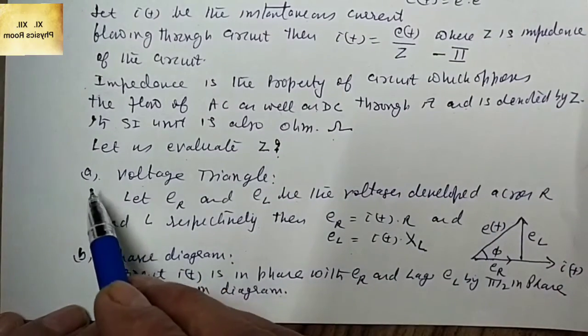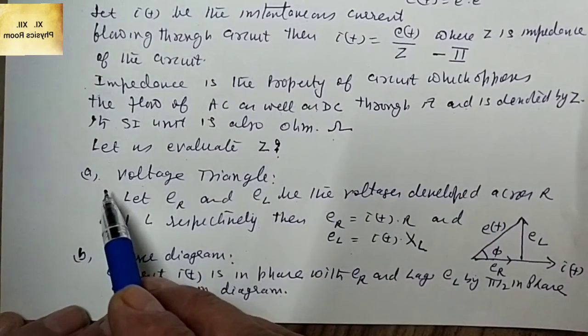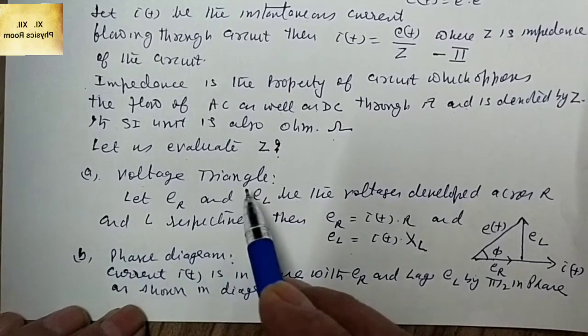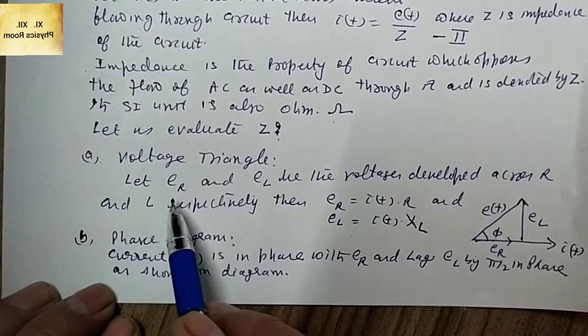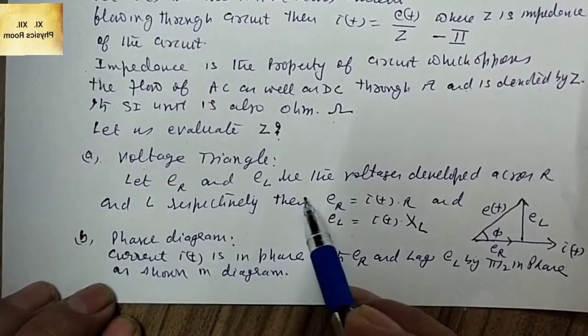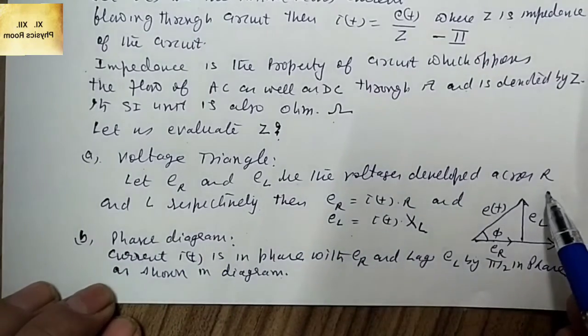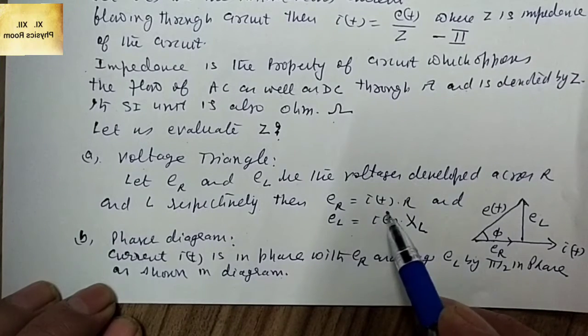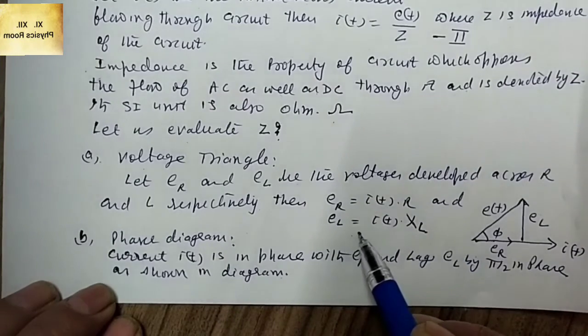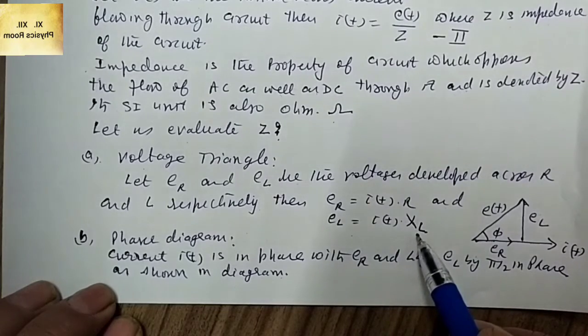Now first we form the voltage triangle. A part, voltage triangle. Let E_R and E_L be the voltages developed across R and L respectively. Then E_R will be equal to I(t) into R and E_L will be equal to I(t) into X_L.